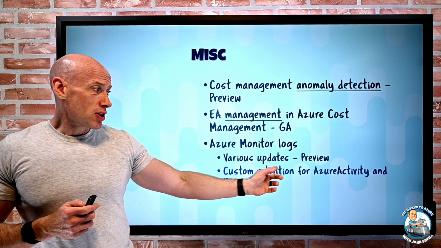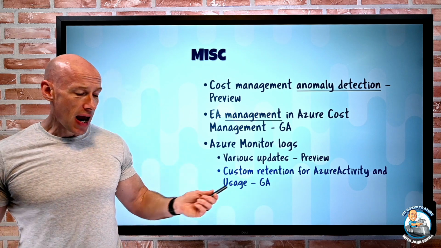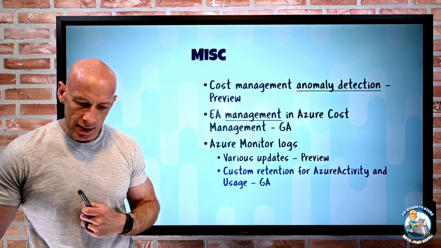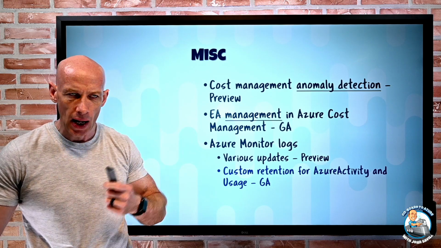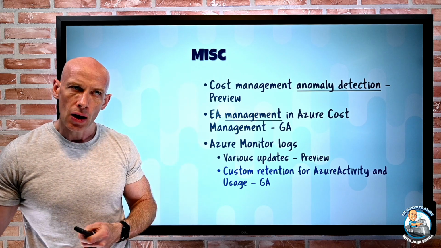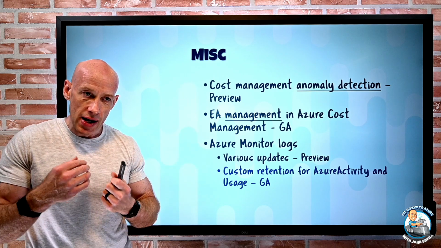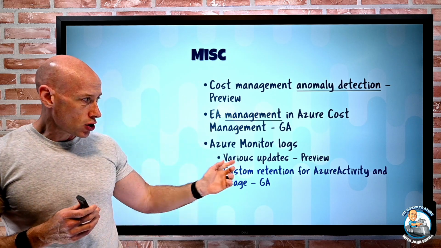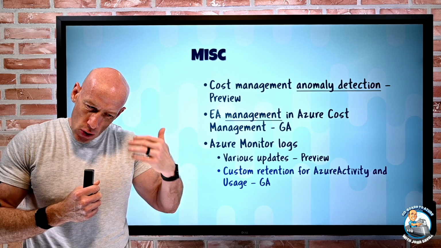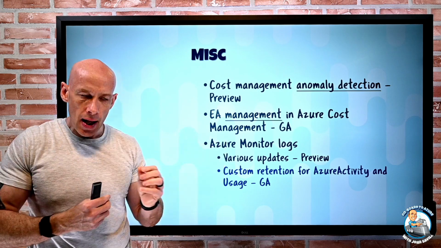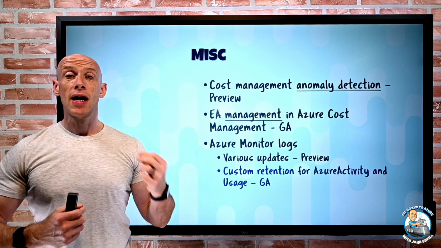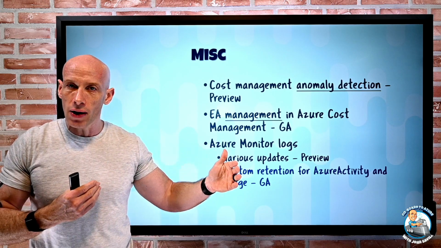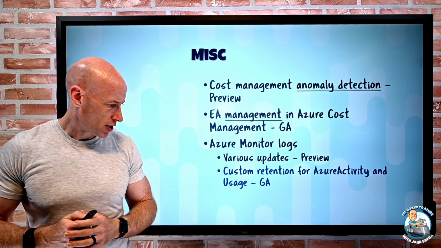There's a new custom retention for Azure activity and usage. So I talked about how I set a certain retention for my log analytics workspace, and that applies to everything, up to 2 years, 730 days. Well, for Azure activity, i.e. the activity log of all the things happening on the control plane of Azure, and the usage log, that hourly usage data for each table in the workspace, I can now specify a different retention period from that of the workspace. Maybe I want to keep that stuff for longer compared to everything else.